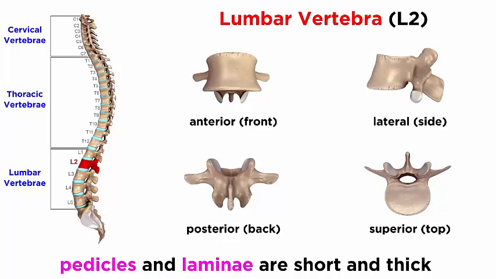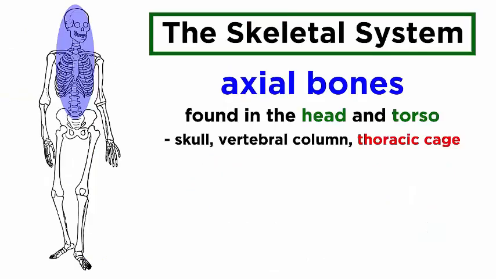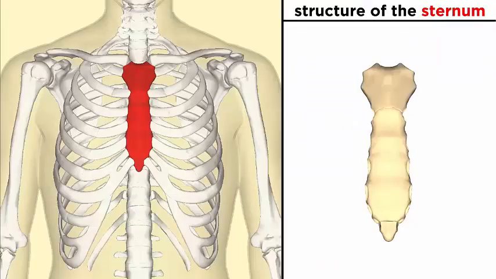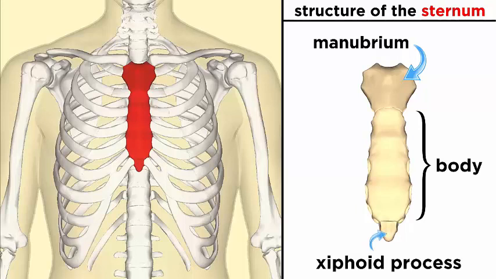Lumbar vertebrae, being much larger, have pedicles and laminae that are short and thick, as well as other slight discrepancies. The last part of the axial skeleton is the thoracic cage. This is essentially comprised of the sternum and the ribs, as well as a lot of costal cartilage. The sternum is a flat bone right in the middle of the thorax, and it is made from three smaller bones that have fused together. From top to bottom, these are the manubrium, the body, and the xiphoid process.